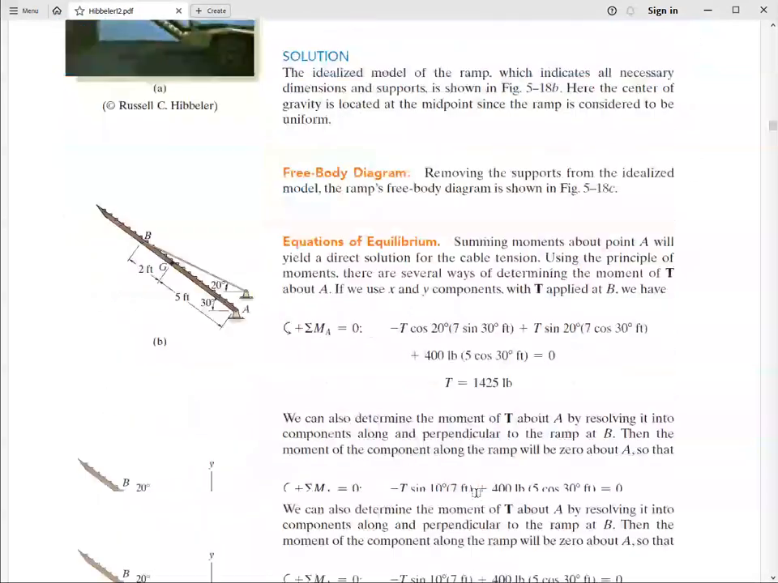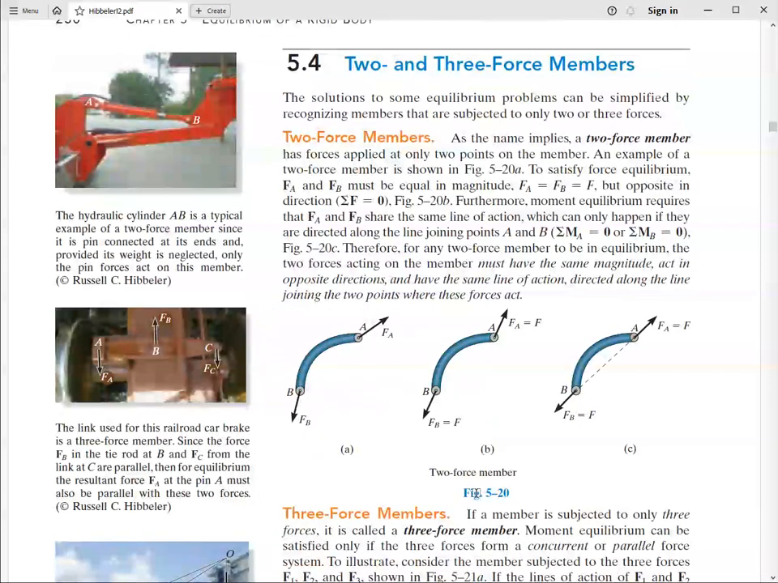And moving forward, we have this concept of two and three force members. We can simplify analysis if we recognize that there are two force members as part of the system. So, neglecting the weight of the hydraulic cylinder compared with the loads that are developed in the cylinder, this is a two force member.